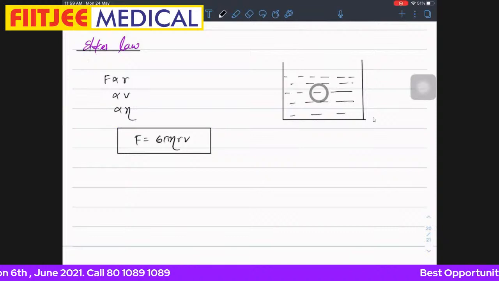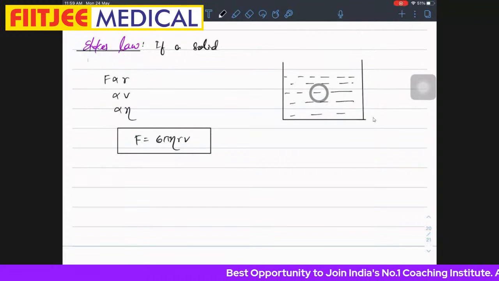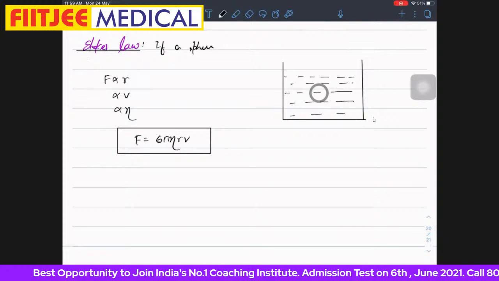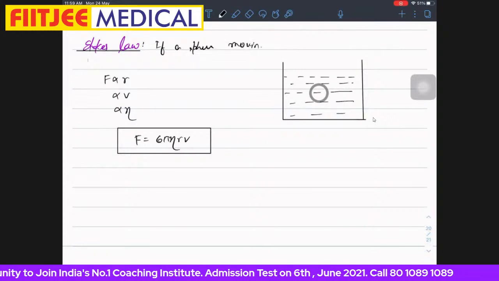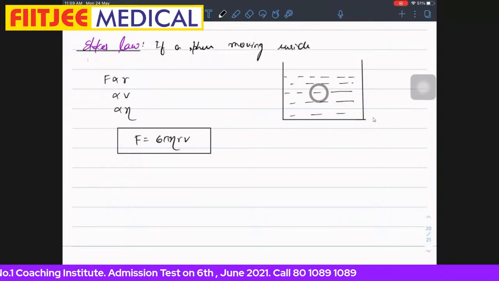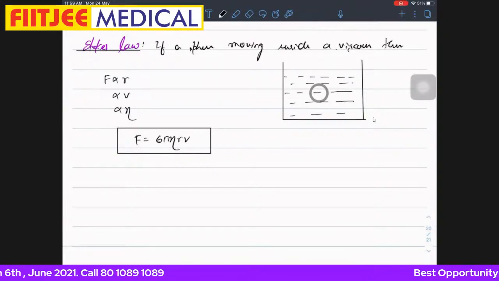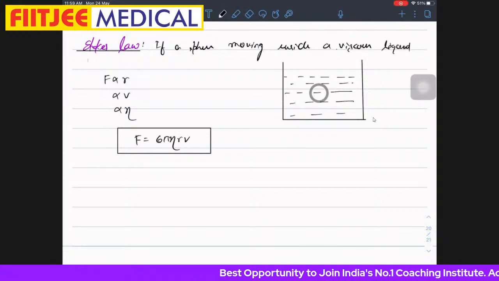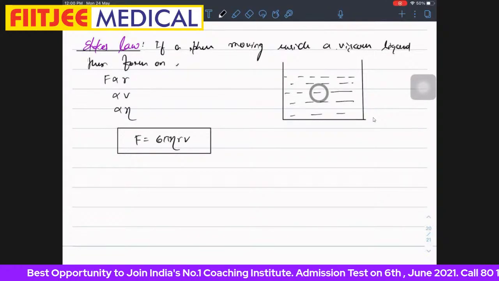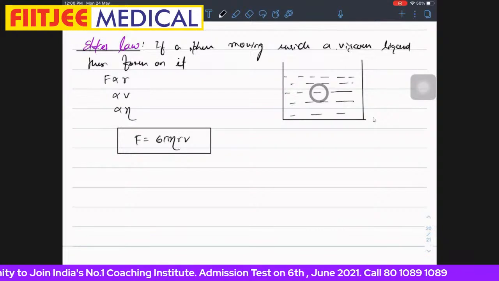Stokes law says that if a sphere, doesn't matter whether solid or not, is moving inside a viscous liquid, then the force on it is proportional to the radius, the velocity, and the coefficient of viscosity.